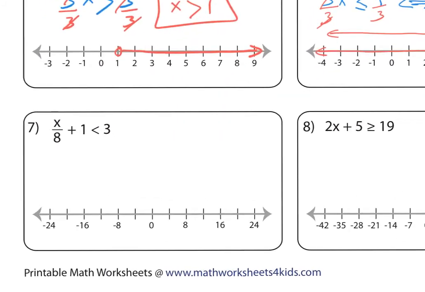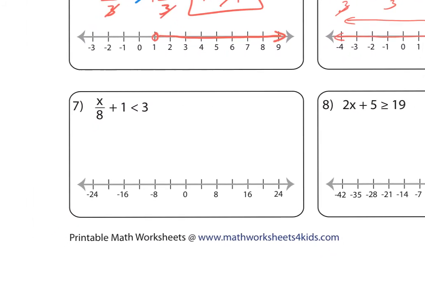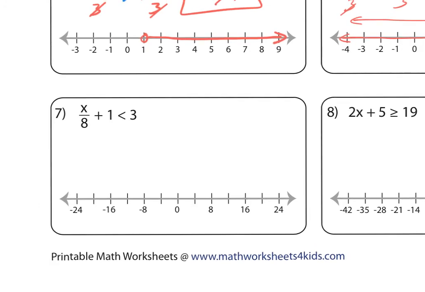For number 7 here, I got x over 8 plus 1 less than 3, right? So again, the same thing, we need to get rid of 1, which means we subtract 1 on both sides. And it's going to be x over 8 less than 2.